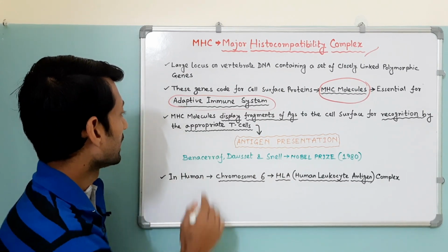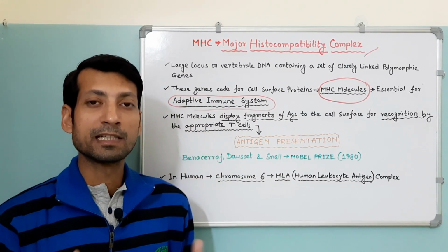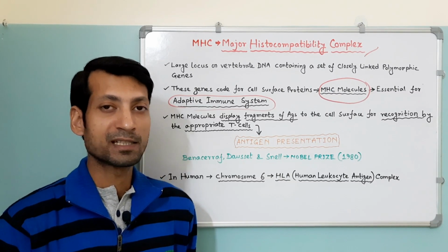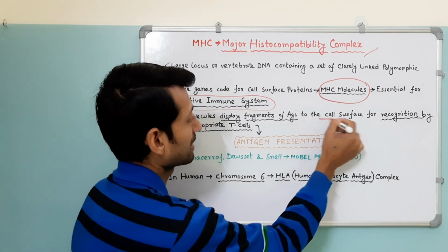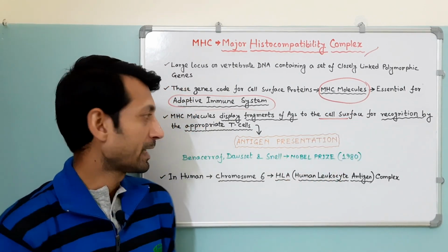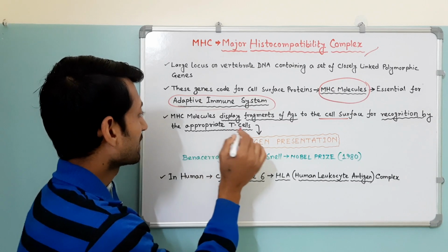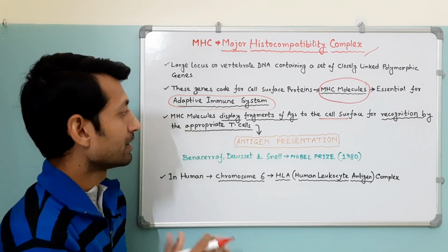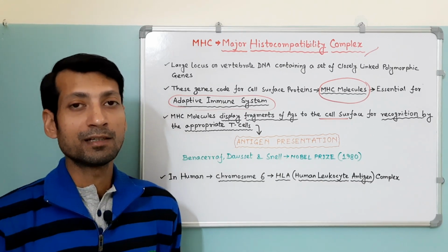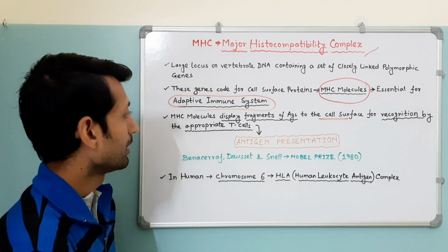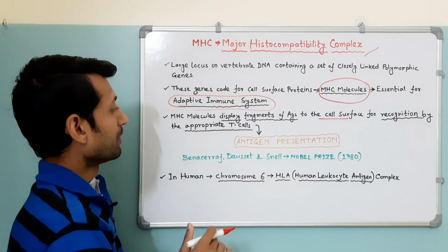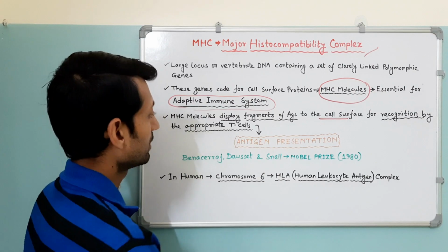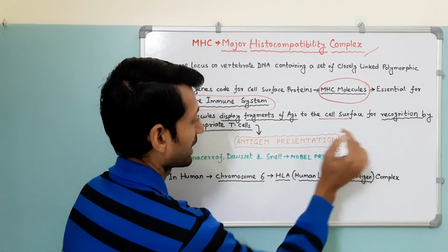So, the MHC molecules display the antigens or fragments of an antigen to their cell surface so that appropriate T cells can recognize them and destroy this antigen finally. So, the major function of MHC molecules is antigen presentation.